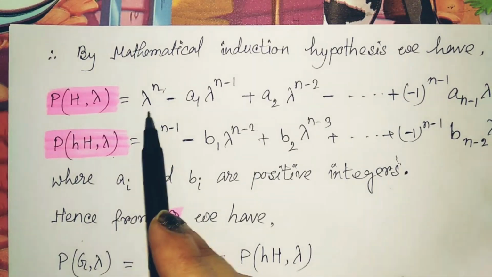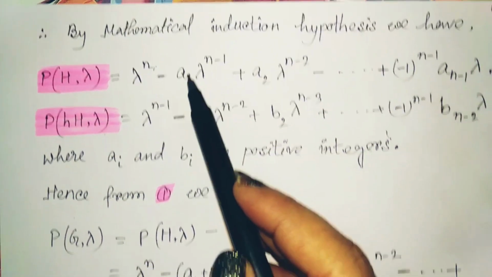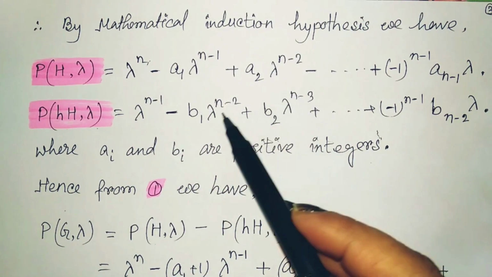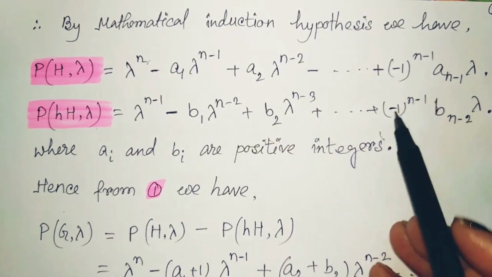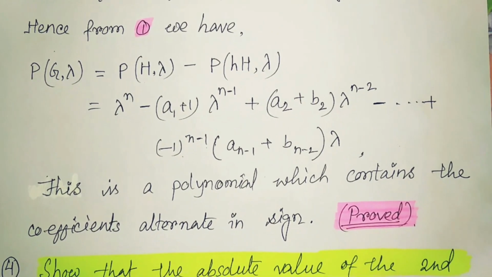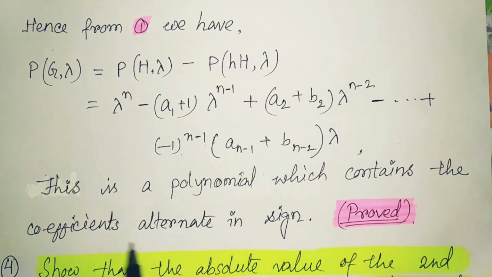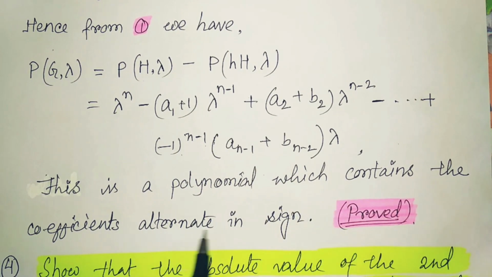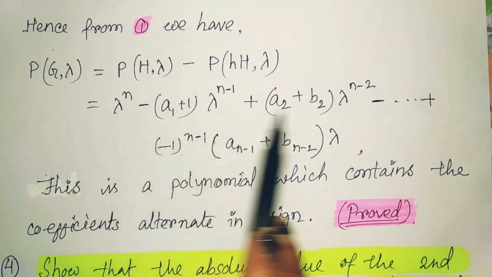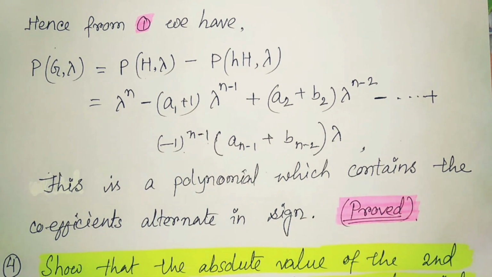Look, if we just add, then what happens? This one is the individual term. Addition will happen between these two terms. Then next addition will happen between these two terms. In this way, the addition will happen. So after adding these two polynomials, that means subtraction of these two polynomials, we will get this one. So this is again a polynomial which contains coefficients which are alternate in sign. Just observe, these are alternate in sign. So which proves the theorem.